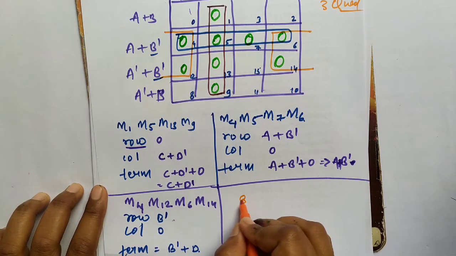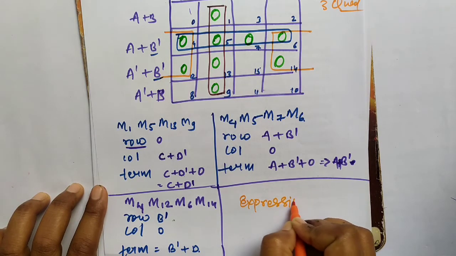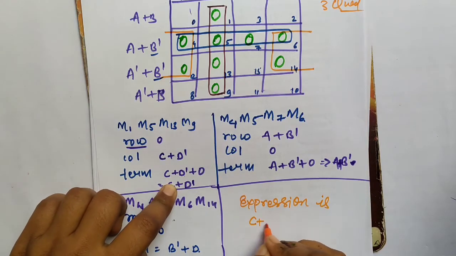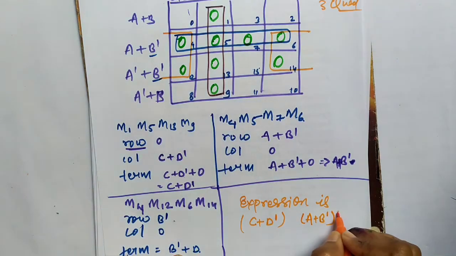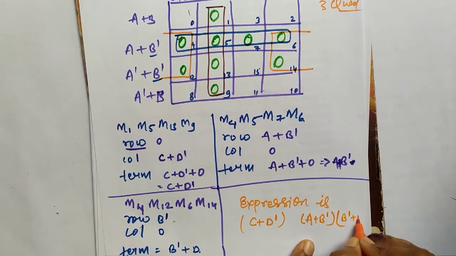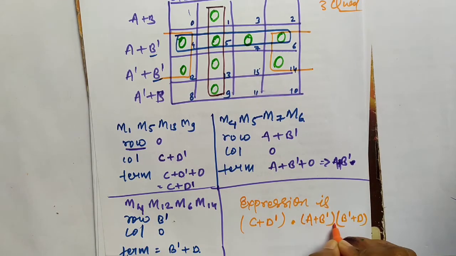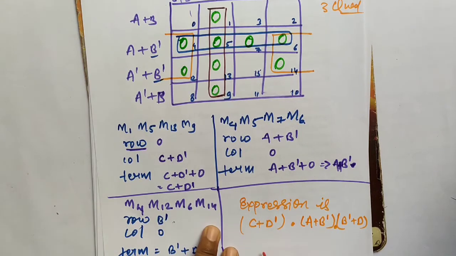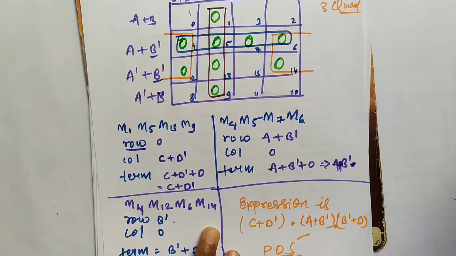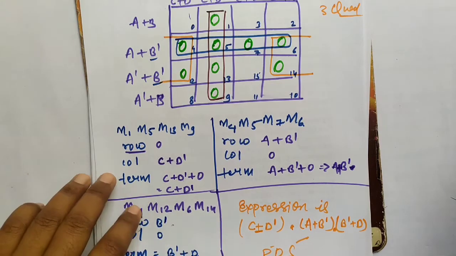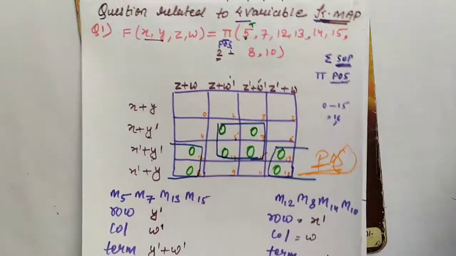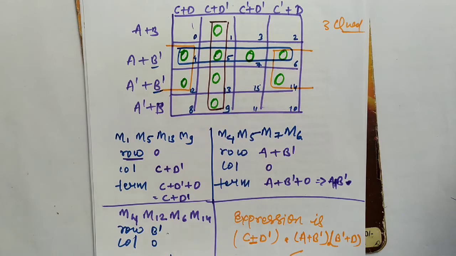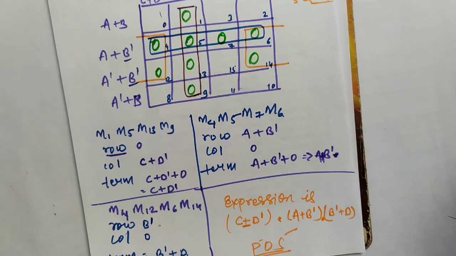So next, the expression is C plus D dash first, second is A plus B dash, third one is B dash plus D. In that expression we put a multiply sign because it is in the form of POS. In POS, firstly do a sum, then do a product. So this is the question related to POS for a 4 variable K-map. These are the two questions, this is the first question and this is the second question. This is the last part of K-map related questions.